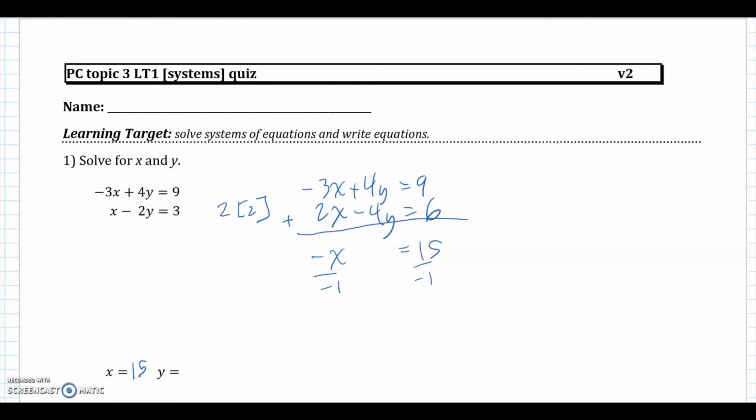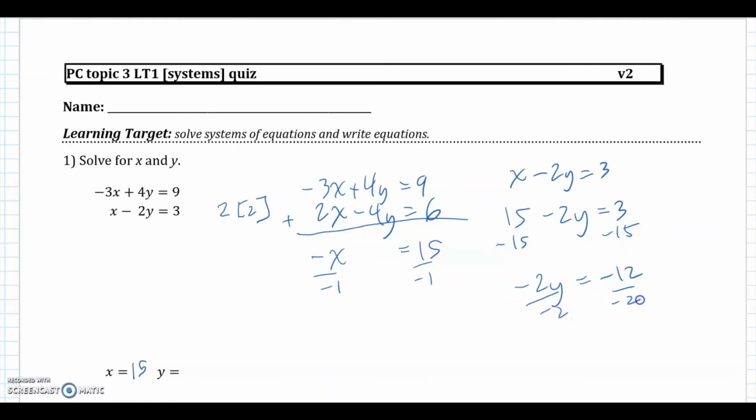Then the process is substitute in that x value and solve for y. Doesn't matter which equation you pick. I'm going to pick the second one. It looks a little bit easier to deal with. So x minus 2y equals 3. 15 minus 2y equals 3. And subtract 15. Negative 2y equals negative 12. Divide by negative 2. Y equals 6.